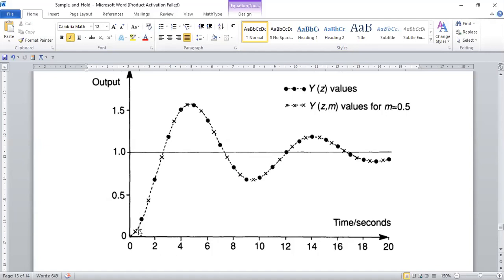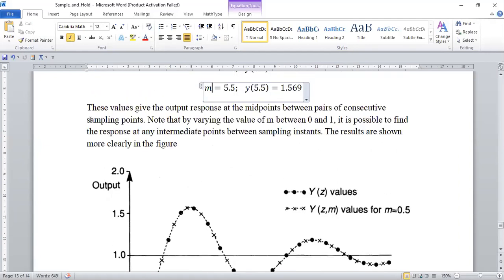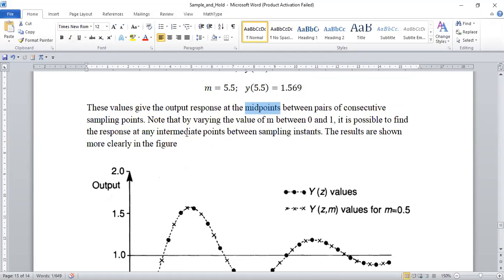So in between 1 and 2, in between 2 and 3, you can get in the values, making it much more accurate. So like I wrote here, using the modified Z transform, because we set M as 0.5, we are able to get the values at the midpoint. If M was equal to 0.1, we'd be even more accurate than this.